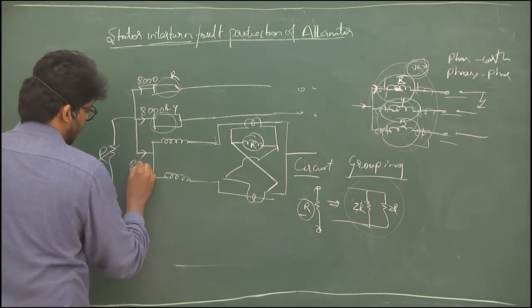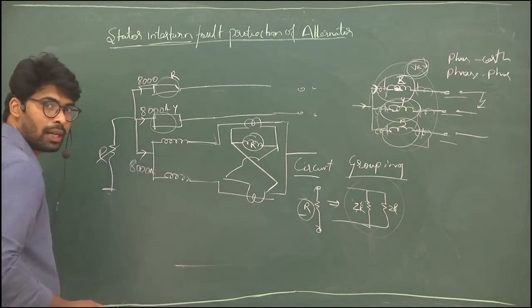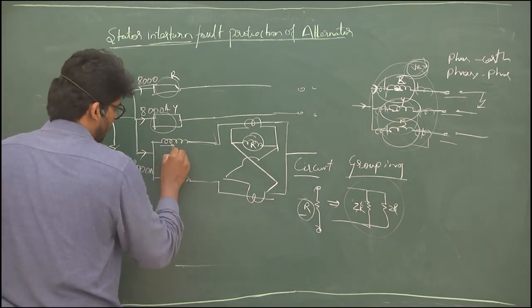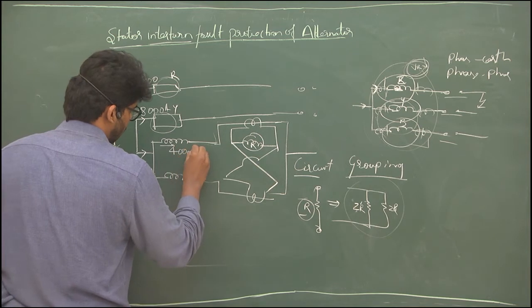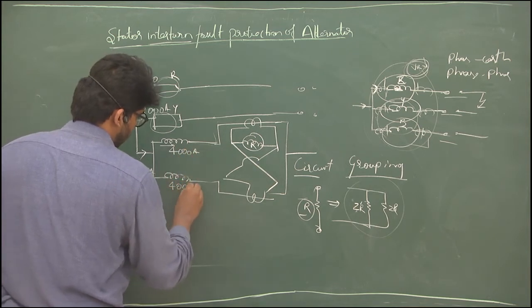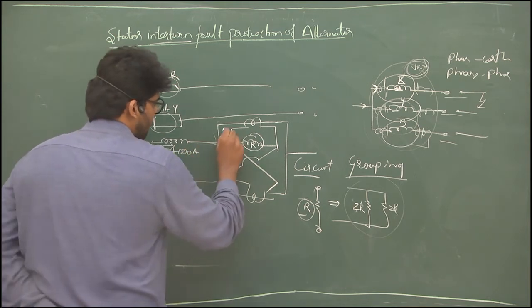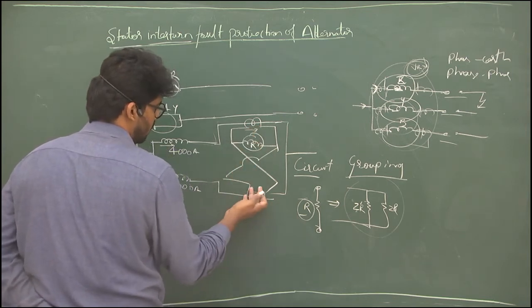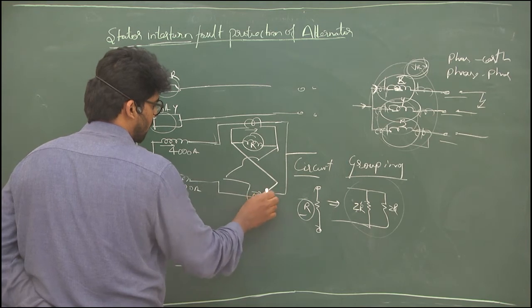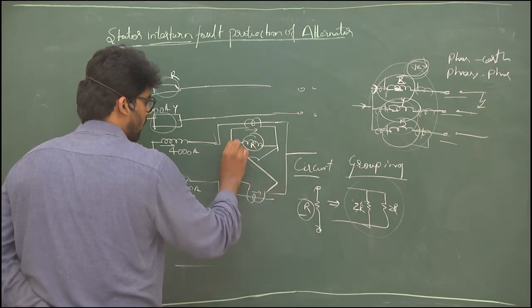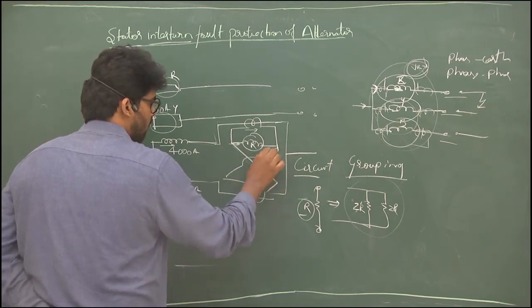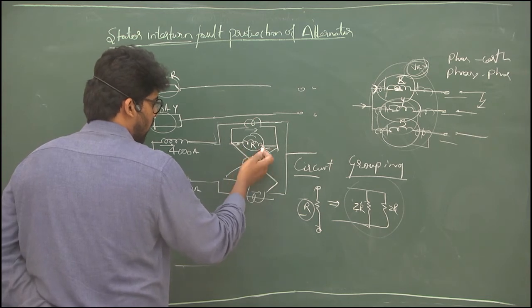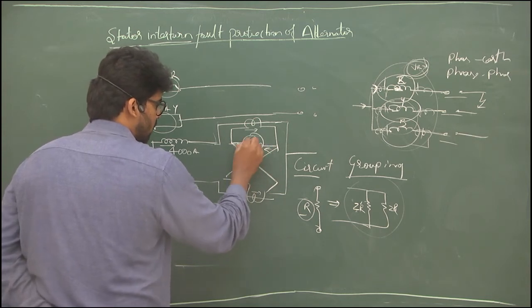and this is also producing 8000 amps. Under normal condition, the current division is taking 4000 amps, and this is also taking 4000 amps. So the proportional value of the secondary current will come across the CTs. This current will flow in this way, and this current will flow in this way. So each opposite current will flow.